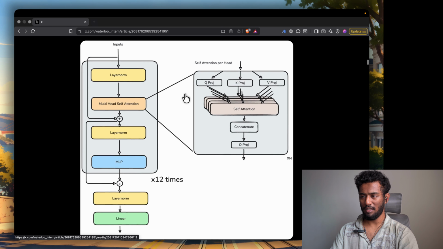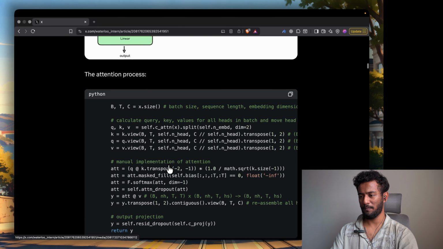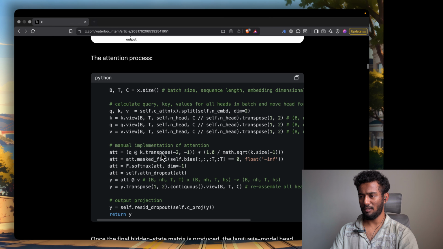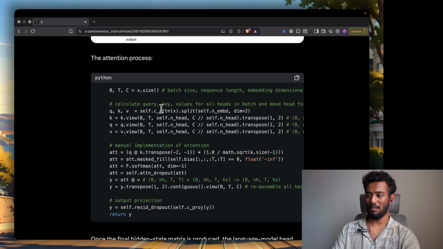In the original GPT-2, we had to repeat this block 12 times to get the final model. Attention is also pretty straightforward. This looks very similar to how Andrej Karpathy explained it in his tutorial. You take your B, T, C, the three dimensions from your X. You apply attention on top, split it on dimension 2, and then calculate QKV. Then the attention is the famous formula: QK transpose divided by the square root of the dimension. This is for normalization.